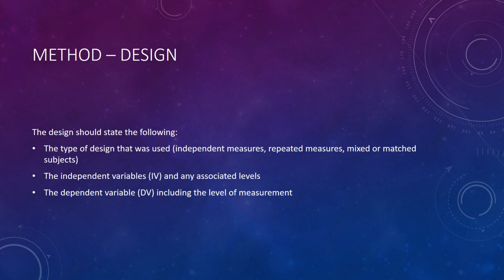Was it correlational? Was it perhaps a factor analysis? These are all important aspects that need to be discussed and highlighted in the design section of the methods. You want to clearly state which independent variables you used, as well as, if they're categorical, what their different levels are, as well as the dependent variables, including the level of measurement. So again, were they categorical, are they scale, are they ratio, are they probabilities? These all need to be highlighted and put down very clearly.